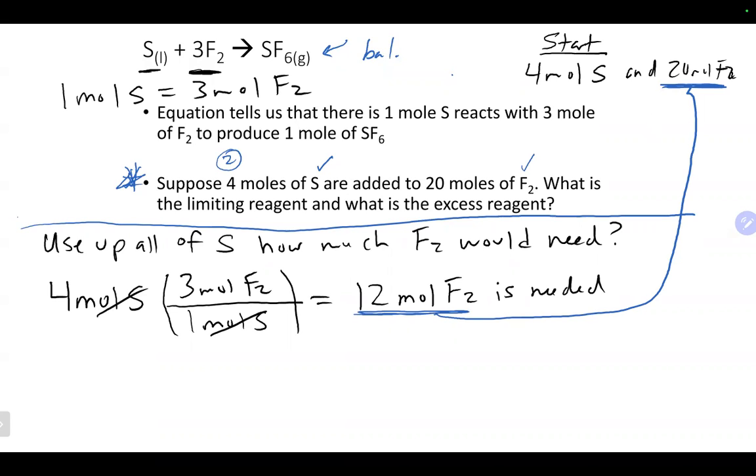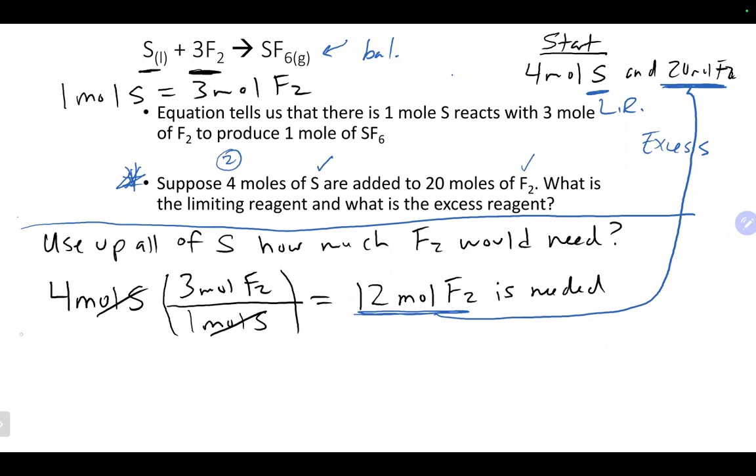Because I have enough of the F2, what that means is the F2 is going to be my excess reagent. The beauty of this is if you can figure out one, by default, the other guy is the other thing. So that would tell me that the sulfur here is actually my limiting reagent in this particular case. Any questions on that so far?